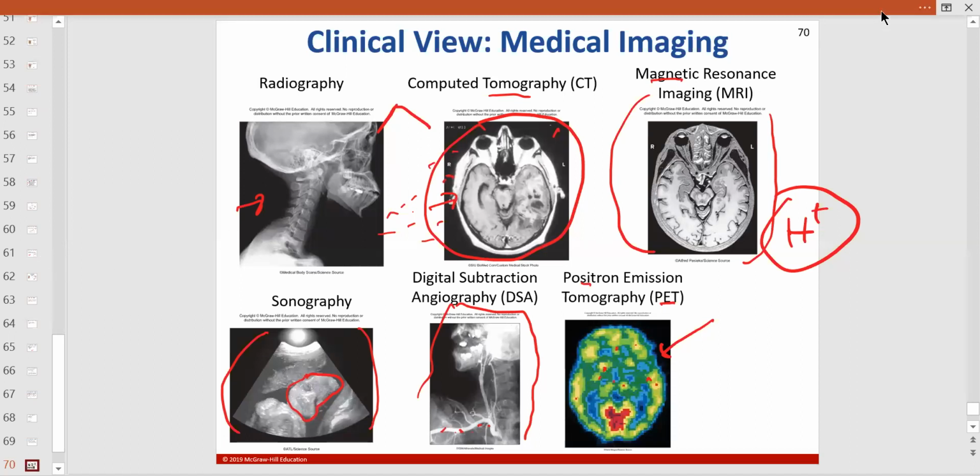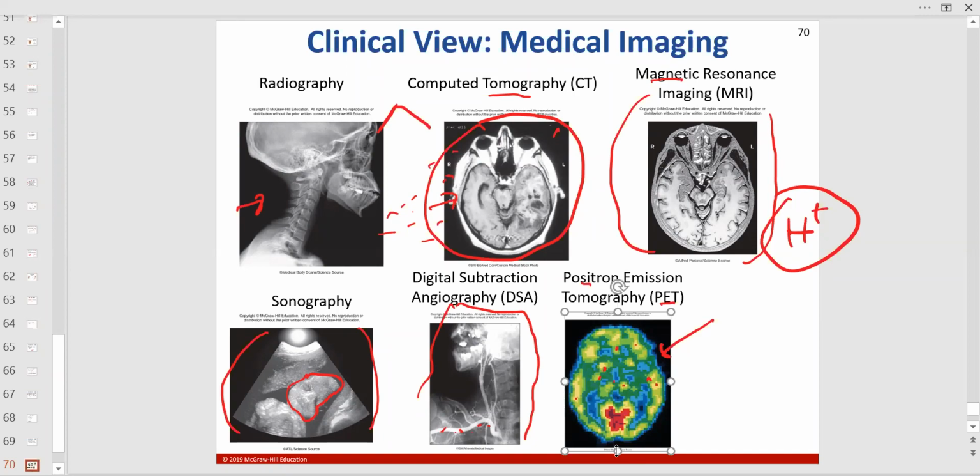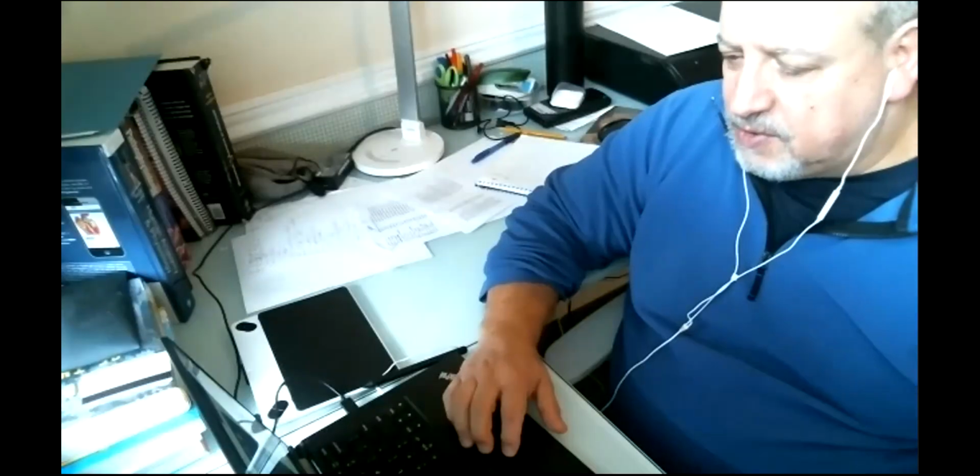Okay. Any questions about any of this? You feel more comfortable with the feedback mechanisms and what a receptor is, what a control center, a change in stimuli, and then what an effector is. That's all really important. Professor, yes.